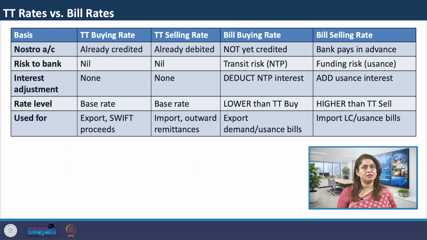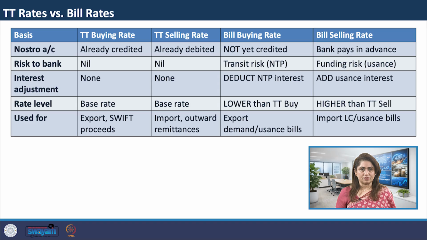Let us now pull everything together in a comparison table. This table is your anchor. Memorize the logic, not just numbers. But why is each rate lower and higher? That we are going to study here. TT buying and TT selling rates involve very little risk for the bank because the bank's nostro account has already been credited or debited depending on the transaction. Therefore, no interest adjustment is required and the base exchange rate is used.